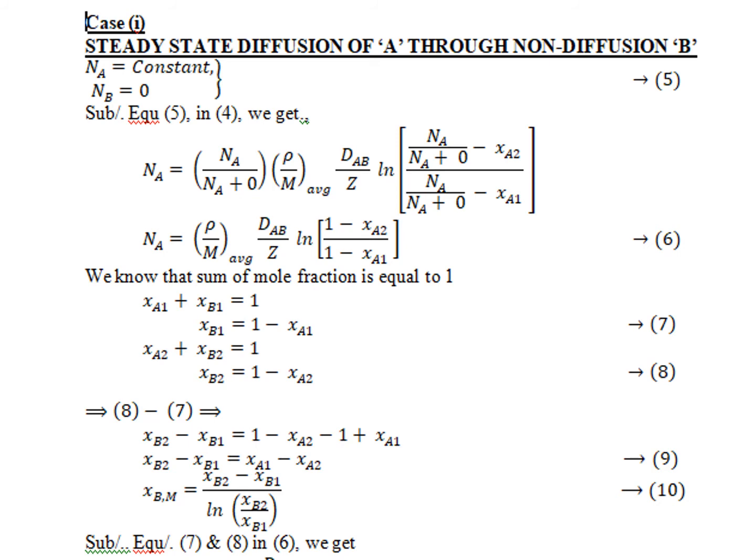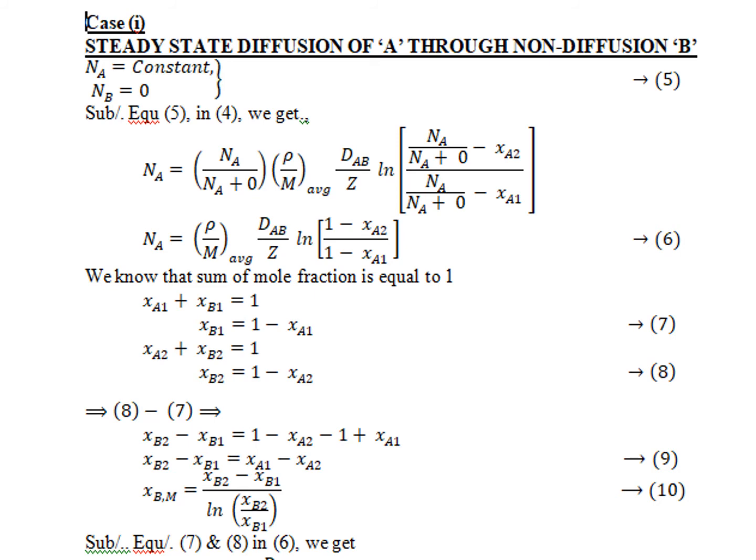We know that the sum of mole fractions is equal to 1. For our case, we will consider two gases, one is capital A, another one capital B. So XA1 plus XB1 is equal to 1. So from this expression, XB1 is equal to 1 minus XA1. So this is the seventh expression. At point 2, XA2 plus XB2 equal to 1, XB2 is equal to 1 minus XA2. This is the 8th expression.